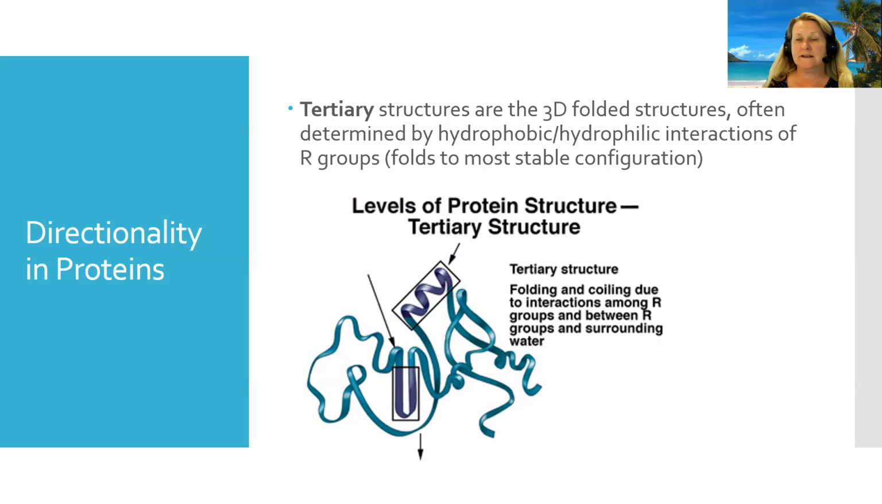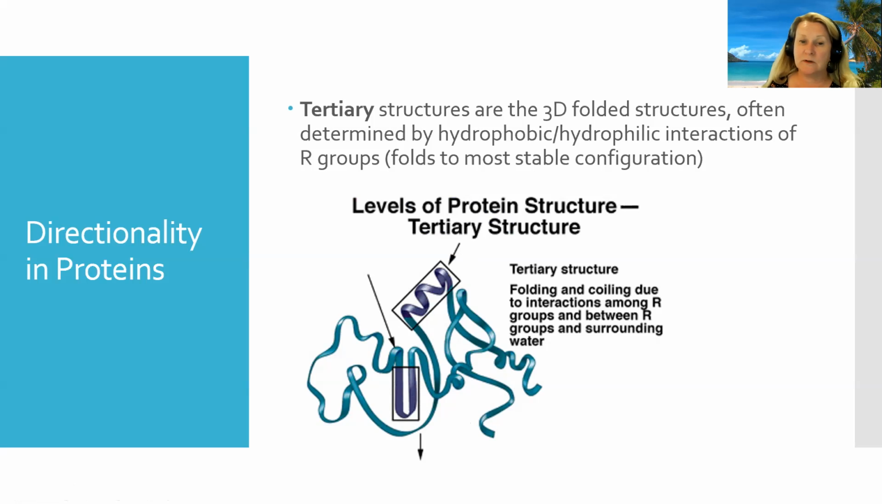So you want to have those hydrophilic R groups on the surface of the protein and the hydrophobic ones on the inside. So those alpha helixes and beta sheets will fold in a way to try to put as many of the hydrophobic R groups in the middle and hydrophilic R groups on the surface of the protein. Now, all proteins have the three levels of structure we just discussed. All proteins have a primary, secondary, and tertiary structure.